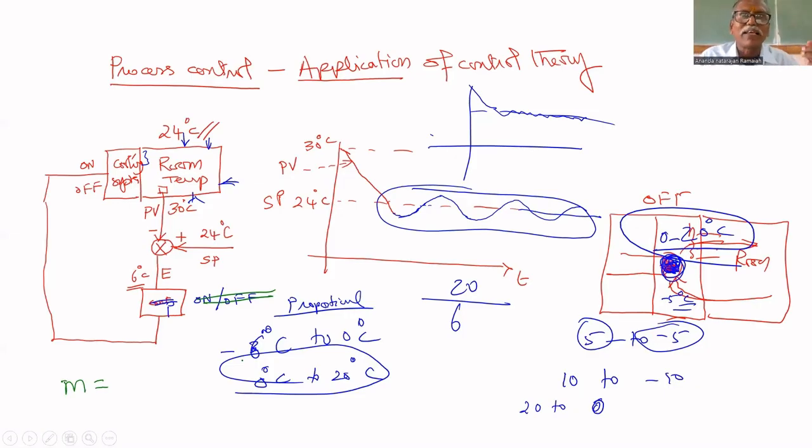Are you able to follow what I am saying? To make the controller work, you need error. That's why you cannot make error equal to 0. That's why proportional controller also fails. To some extent, it will work. But anyhow, some error will be there, that you will study in theory. Always there will be error.